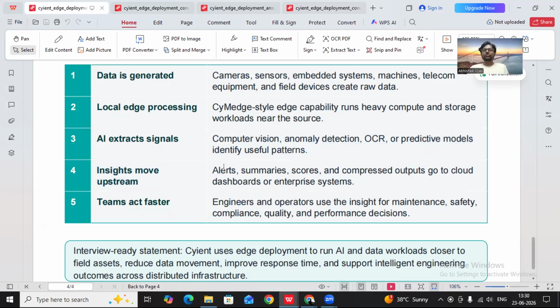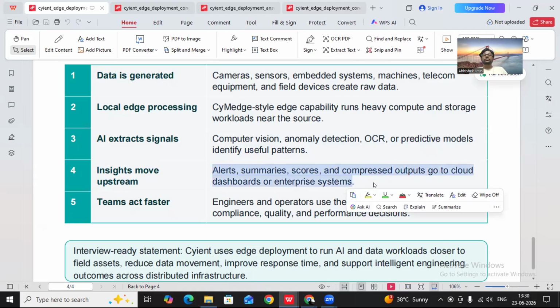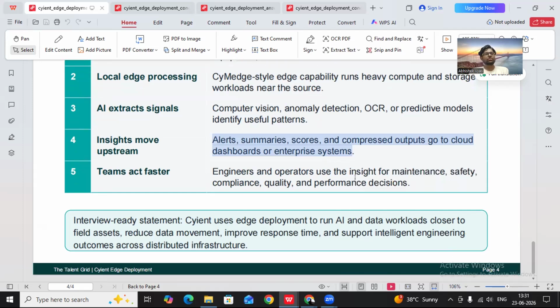Then the insights move upstream. So alerts, summaries, scores, compressed outputs, these go to cloud dashboards or enterprises. So instead of everything going to the cloud, everything is done at the edge near the source. And then from there, it is transmitted to the server, to the cloud. Only insights are transmitted, and that makes it faster. Okay. Now, the data size gets reduced. All the quick processing is happening at the edge itself. Only the insights extracted are sent to the server so that the communication can be faster. The messages are short. So that is how it is used. So the teams can act faster. So this is an overall understanding of what they are doing.